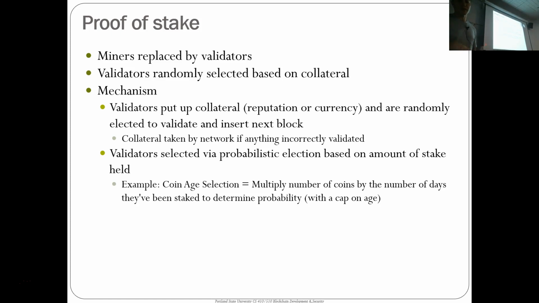Okay, so that's what I just described. Typically, there is some probabilistic election involved to basically choose the next validator based on the amount of stake that they have staked into the network. So one of the algorithms is this coin age selection, where you take some coins and you commit them as collateral, and then based on the number of days that those coins have been committed, you will be selected probabilistically in preference to other potential validators.